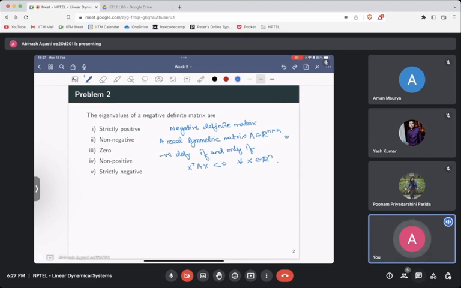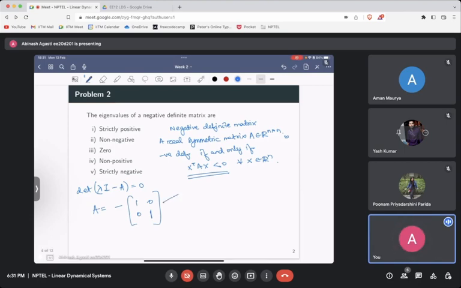Now we want to find out what kind of eigenvalues this matrix will have. How do we find the eigenvalues? We take the determinant of lambda I minus A equal to 0, and the solutions of this equation will give me the eigenvalues. Let us just consider an example. A very simple example is this matrix: A is equal to the negative of the identity matrix.